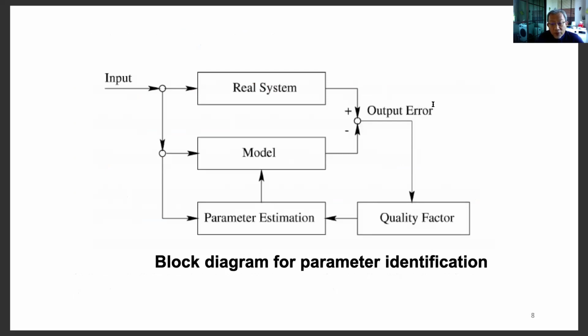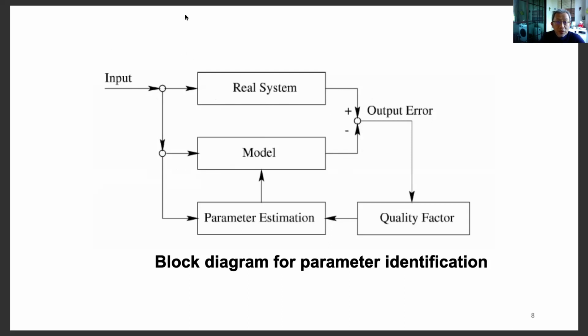The block diagram for the parameter identification is shown here, where you have a real system over here and the model. We are proposing a model that is near and equivalent to the real system by taking the input and output. For example, we give the same input to the real system and at the same time to the model, and then we compare the output. The real system output is known as Y, and the model output is known as Y cap.